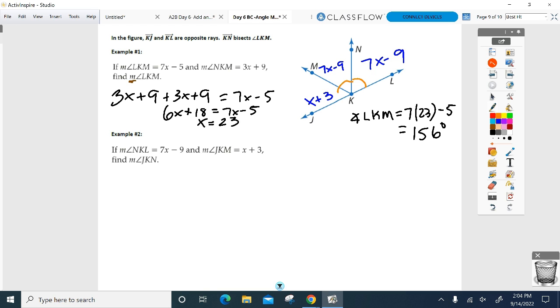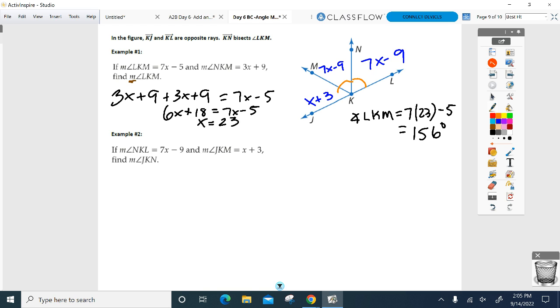You can do x plus 3 plus 7x minus 9 equals, or wait. Yeah, it doesn't equal anything here, right? Can't set it equal to anything. I thought you were going in the right direction. Kyle, go ahead. X plus 3 plus 7x minus 9 plus 7x minus 9 equals 180. Where do you get the 180 from?